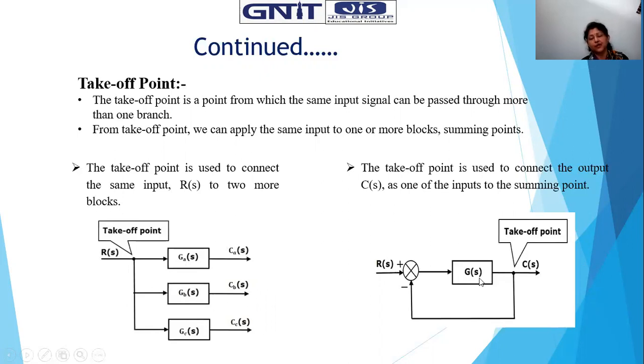Generally, at the takeoff point, what will be our consideration? That is coming from the output to the feedback part. One signal is going towards the feedback, and another signal is going towards the control behavior. So these are two different directions, but the same signal will be touched. As a whole, CS is coming to compare with RS, which is also called the comparator, or you can say the summing point.